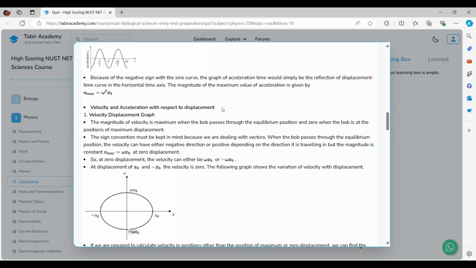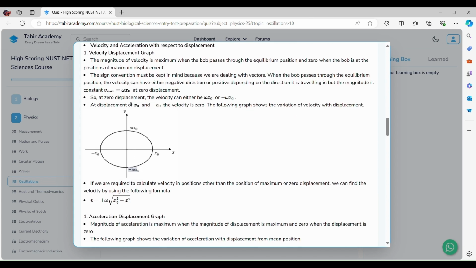Velocity and acceleration with respect to displacement, velocity displacement graph. The magnitude of velocity is maximum when the bob passes through the equilibrium position, and 0 when the bob is at the positions of maximum displacement. The sign convention must be kept in mind because we are dealing with vectors. When the bob passes through the equilibrium position, the velocity can have either negative direction or positive depending on the direction it is traveling in, but the magnitude is constant. Vmax equals to omega x naught at zero displacement. So at zero displacement जो velocity वो या तो omega x naught हो सकती है या negative omega x naught.